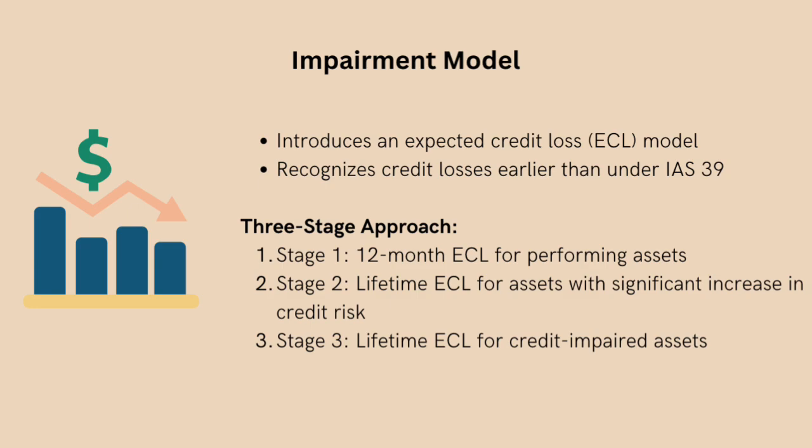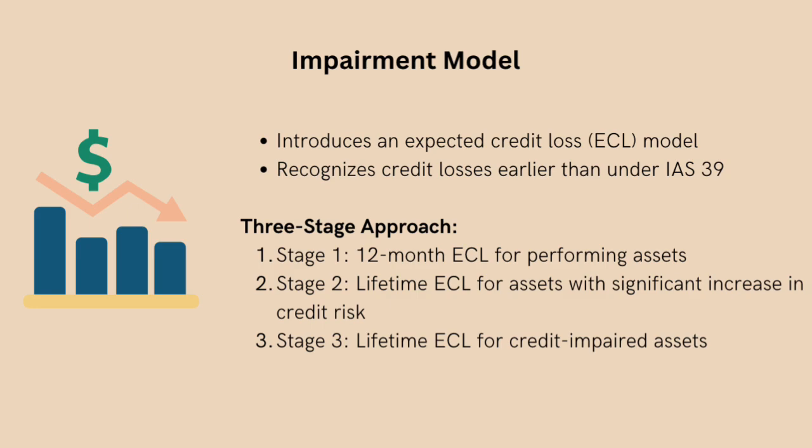When a financial asset becomes credit impaired, i.e., a default event has occurred, the company continues to recognize lifetime expected credit losses and calculates interest revenue on the net carrying amount. This shift ensures that financial statements are more forward-looking and provide a more timely picture of credit risk.